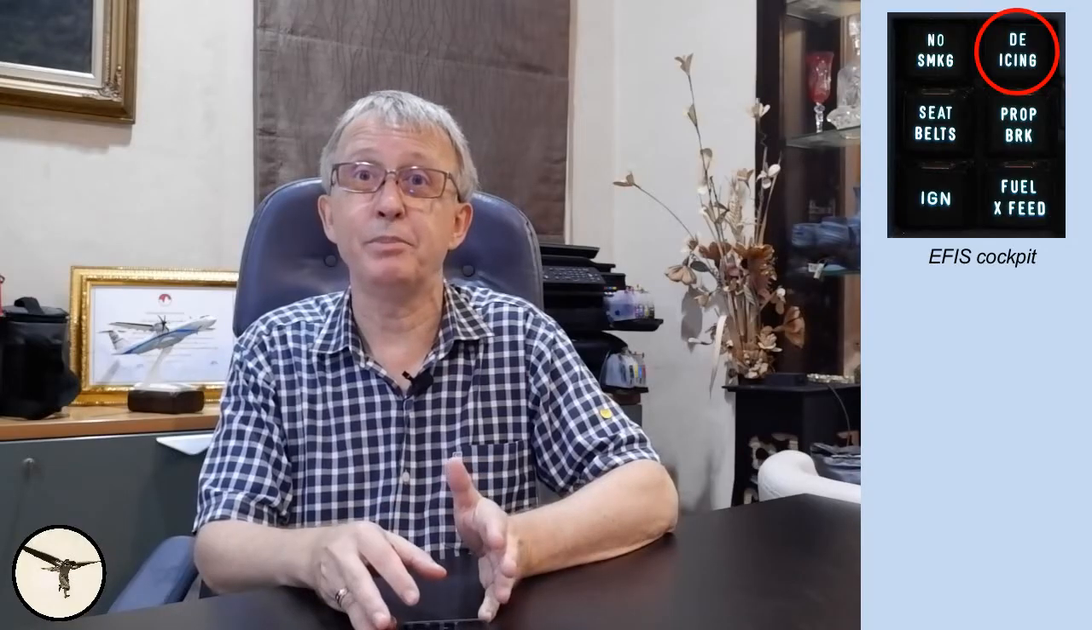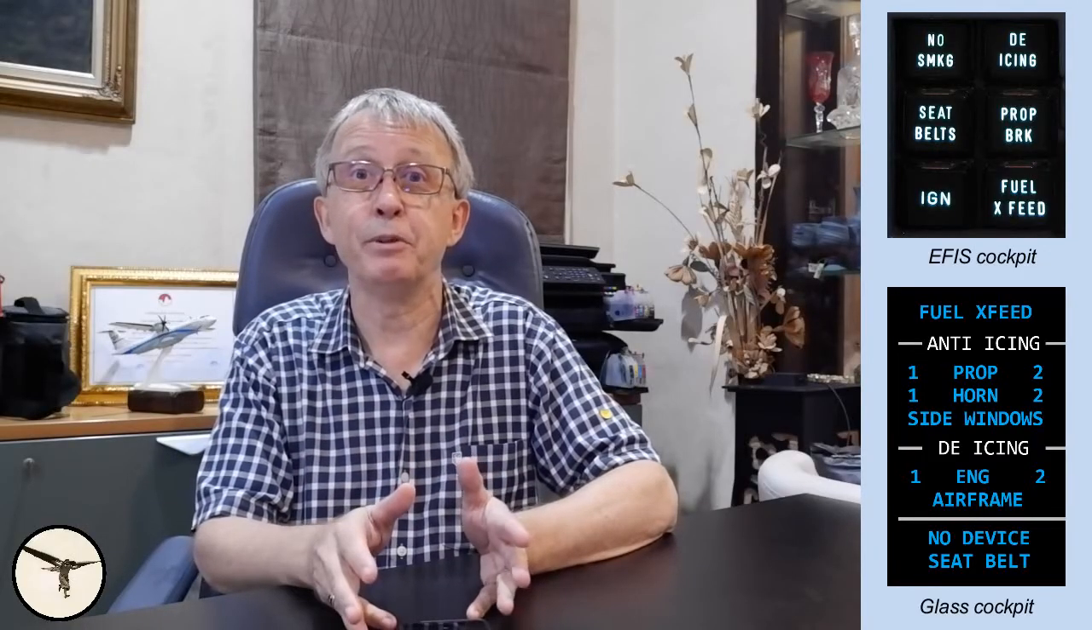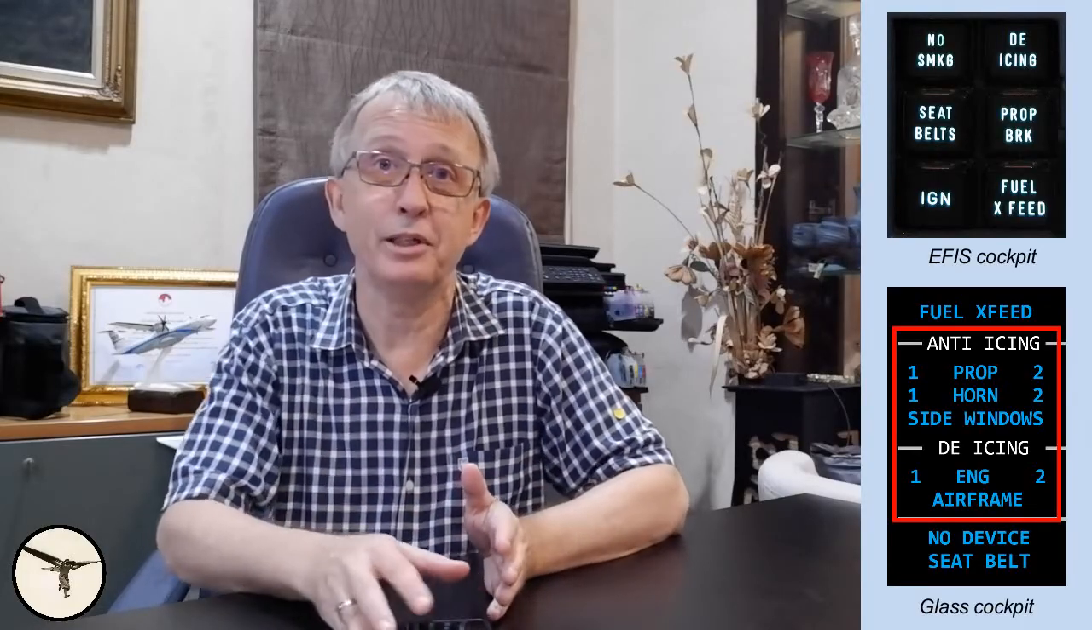ATR aircraft have a Memo panel. In variants with AFIS cockpit, it provides information about the status of the cabin signs, continuous ignition, de-icing, propeller brake, and fuel crossfeed. In variants with glass cockpit, some of the information is moved to the other displays, and the Memo panel provides information about fuel crossfeed, anti-icing systems, de-icing systems, and cabin signs.